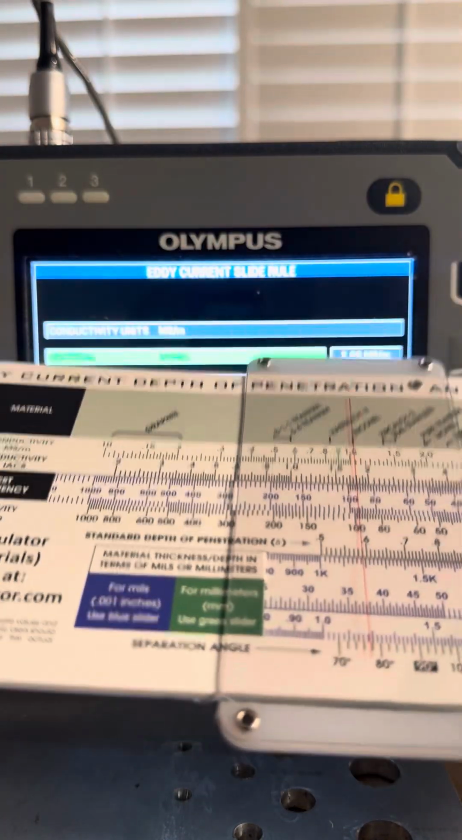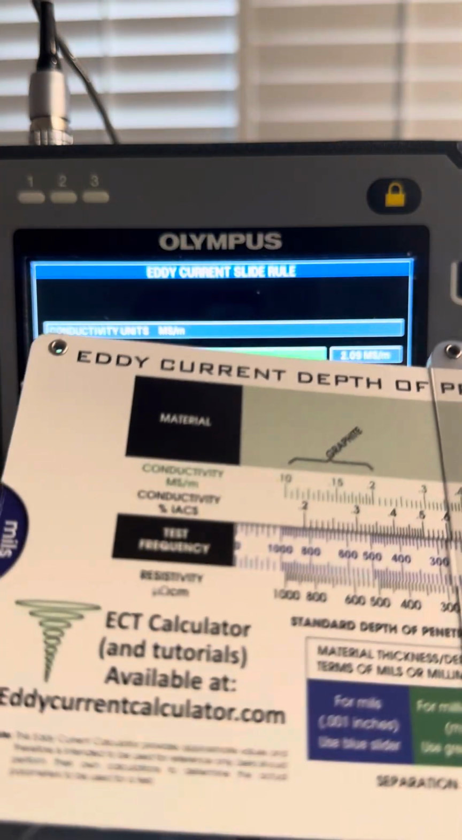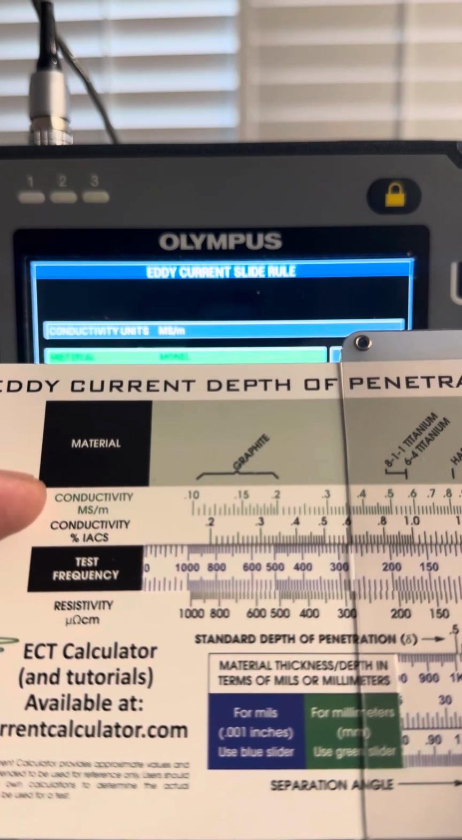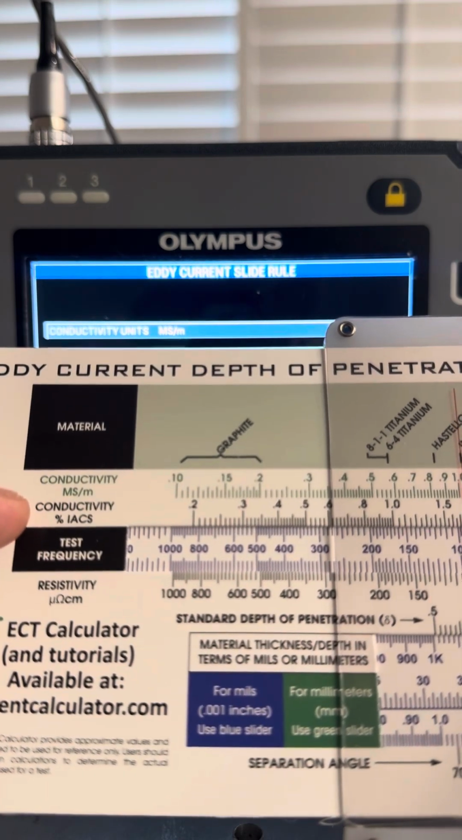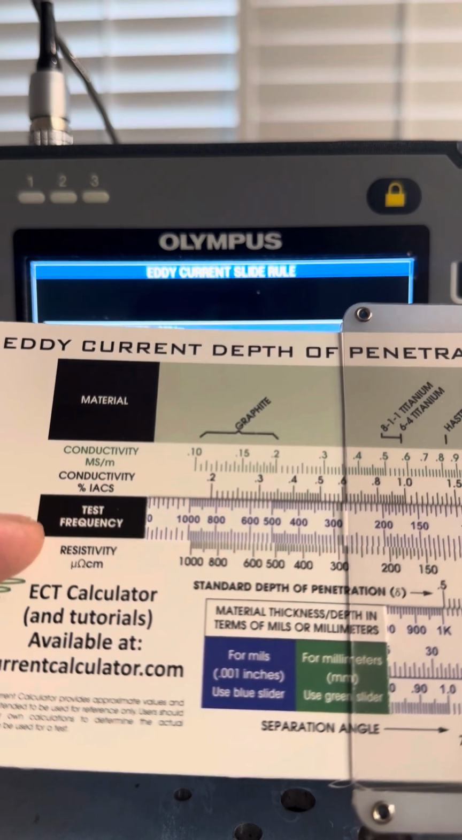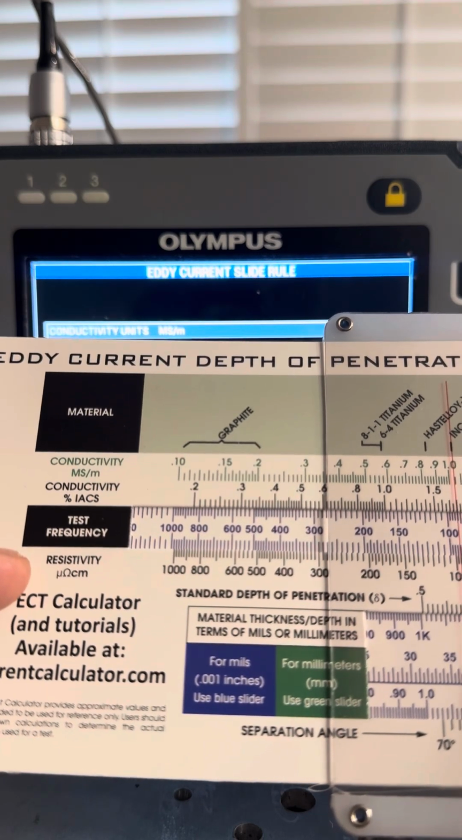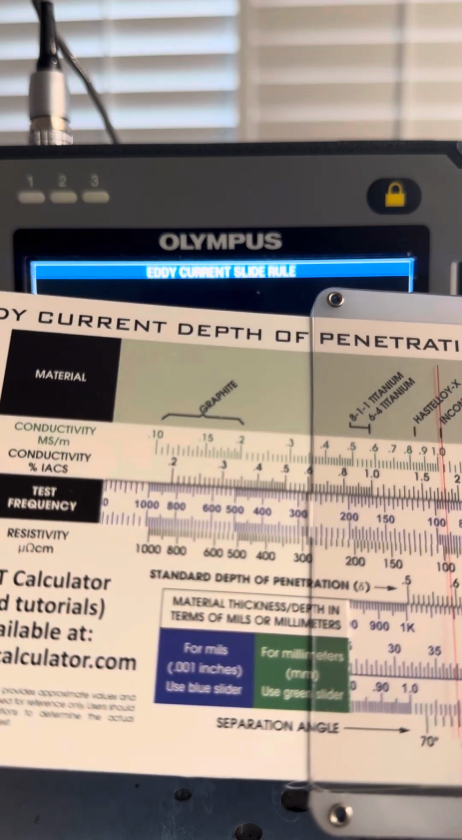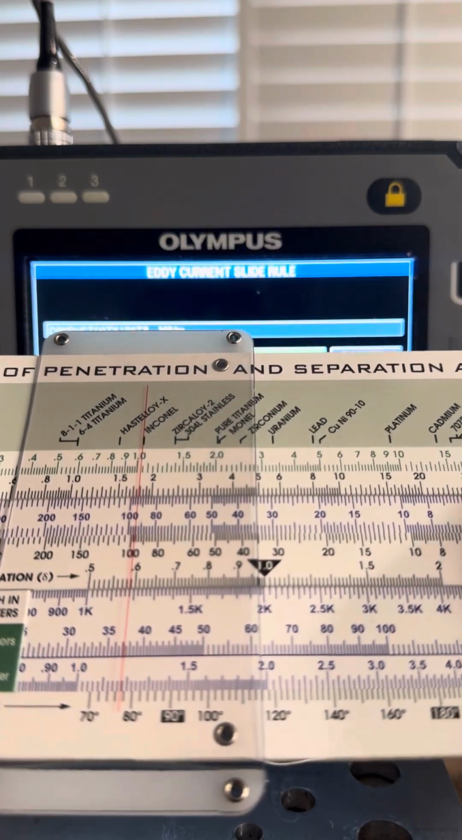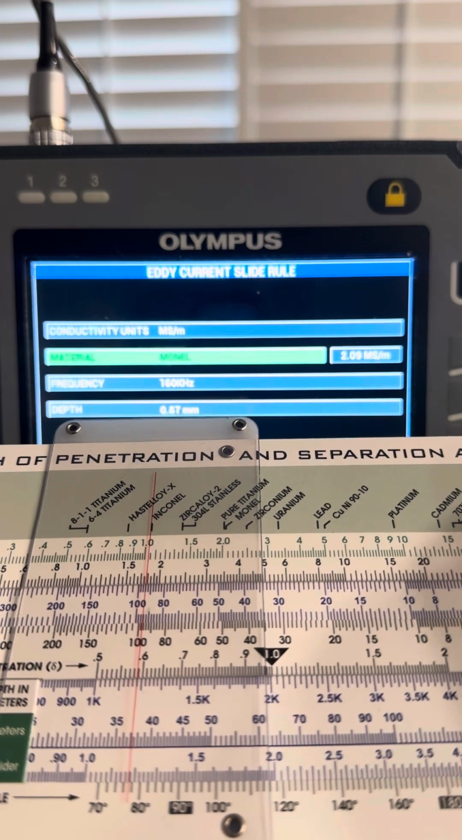But if you have this paper slide rule, you'll notice the three scales here for conductivity are megasiemens per meter for the top scale. Right below it, you have conductivity in percent IACS. And then below this black box, you have the resistivity in micro-ohm centimeters. So as long as you know one of the three, you can perform your calculations with the paper slide rule.